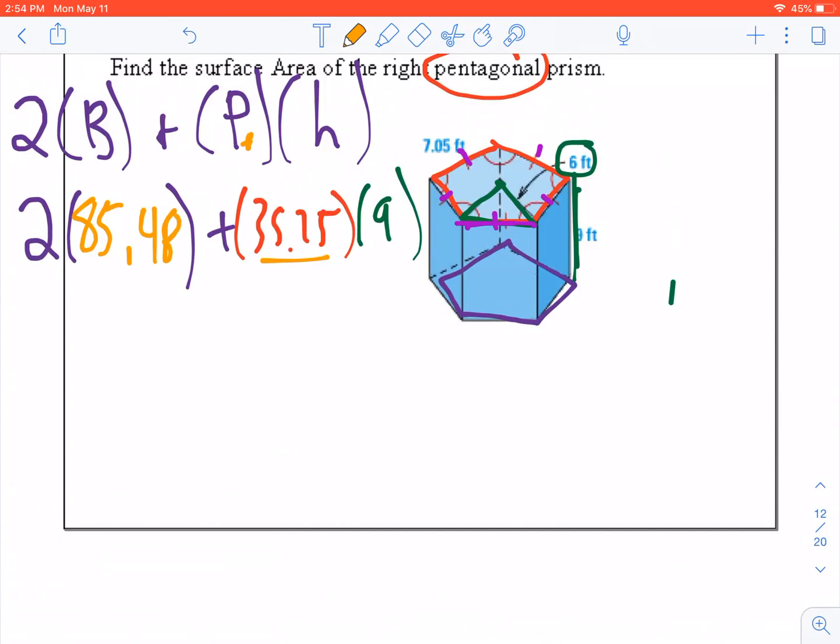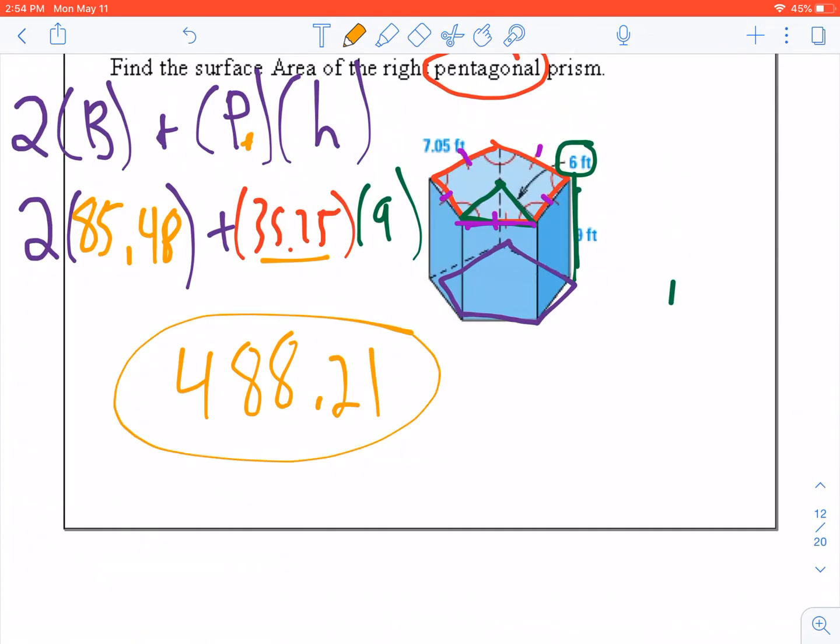From there, it is just do our calculations. 2 times 85.48 plus 35.25 times 9. We get 488.21. The only reason this was a more difficult problem is because the base was a pentagon.